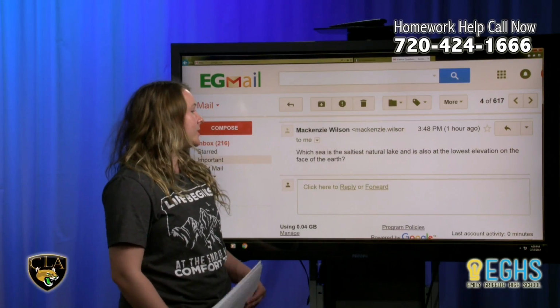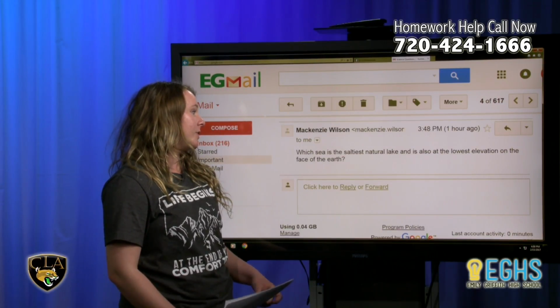Asking which sea is the saltiest natural lake and is also the lowest elevation on the face of the earth? Yeah, so that would be the Dead Sea.